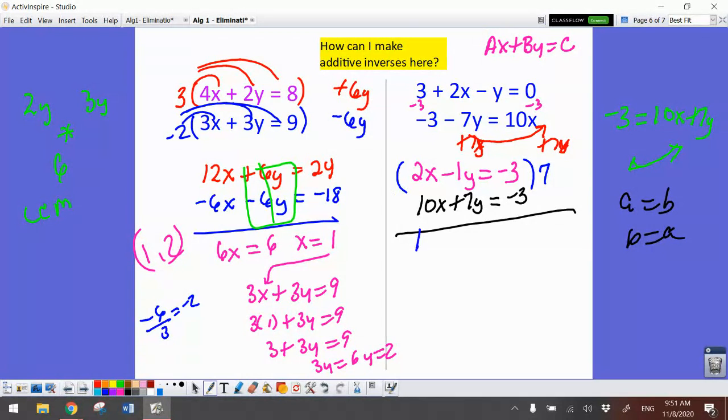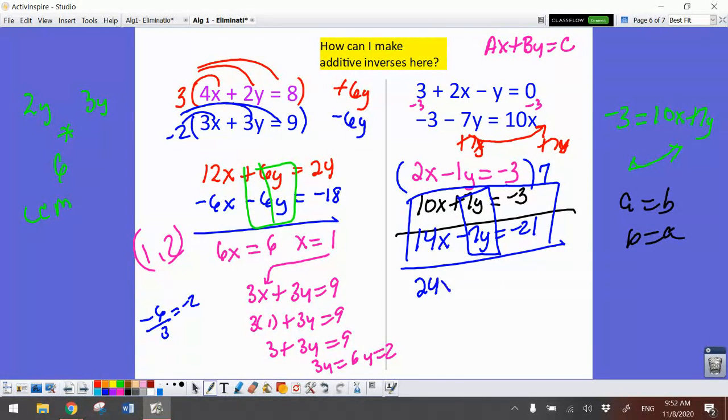So 7 times 2, that's my 14. 7 times negative 1, that's a negative 7. And 7 times negative 3 is negative 21. So now I'm looking at these two problems. And again, my additive inverses are the y's. They're going to go away. So I have 24x is equal to negative 24. X equals negative 1. And you've noticed that these, when I'm solving, it's a one-step equation. It's always just division to be able to get that answer. So that's pretty easy.